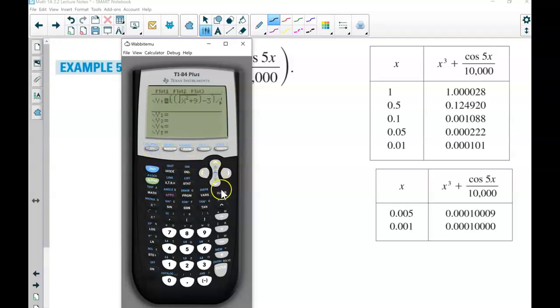So we'll go to y equals, clear our graph, and we have parentheses x cubed plus the fraction cosine of 5x divided by 10,000.